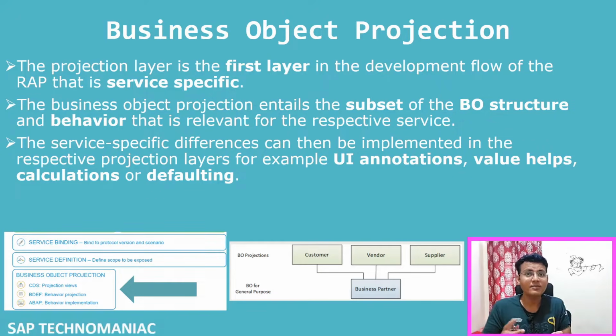For example, I want to create one service where I can create a customer, delete the customer, and modify the customer. That kind of application I want to create. For that, I can project this business partner BO as a customer, and I can add only the customer specific things, and in that particular BO I can create, delete, and modify this particular customer. Now after some time a requirement came that we want to create one vendor application where we want to create, delete, and modify the vendor.